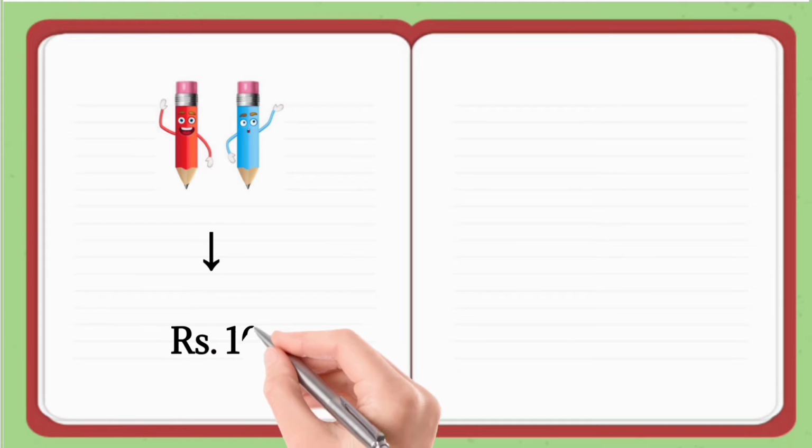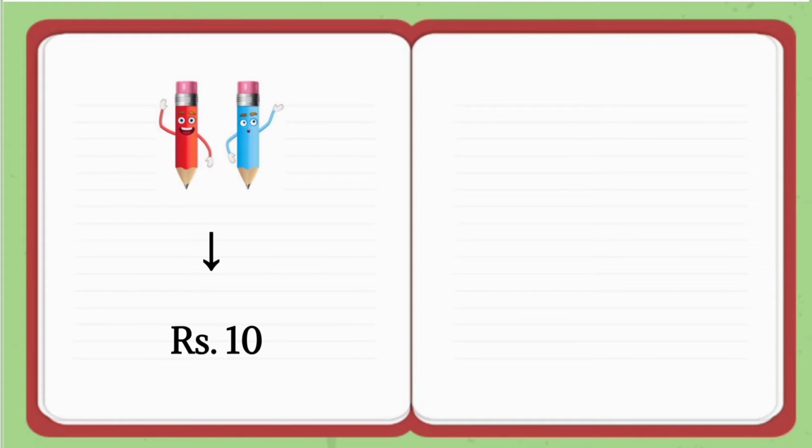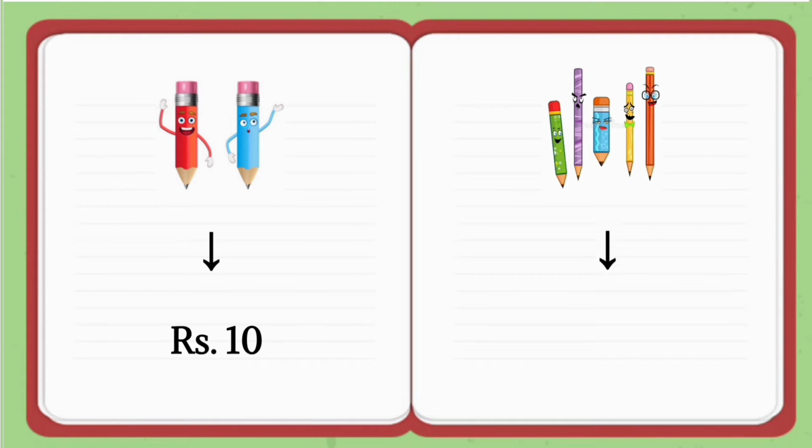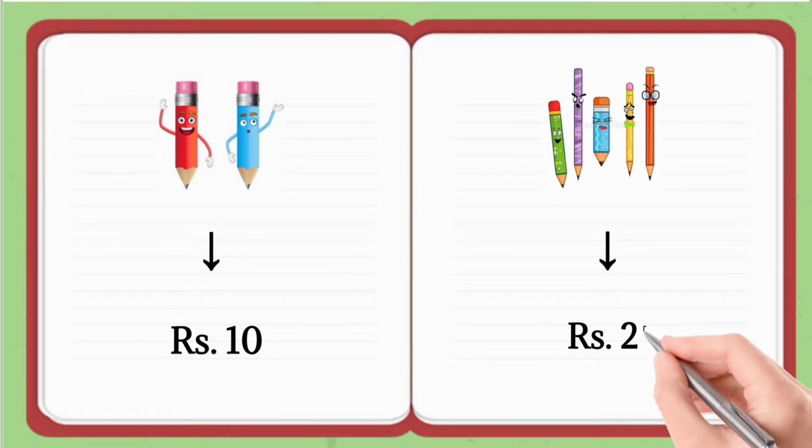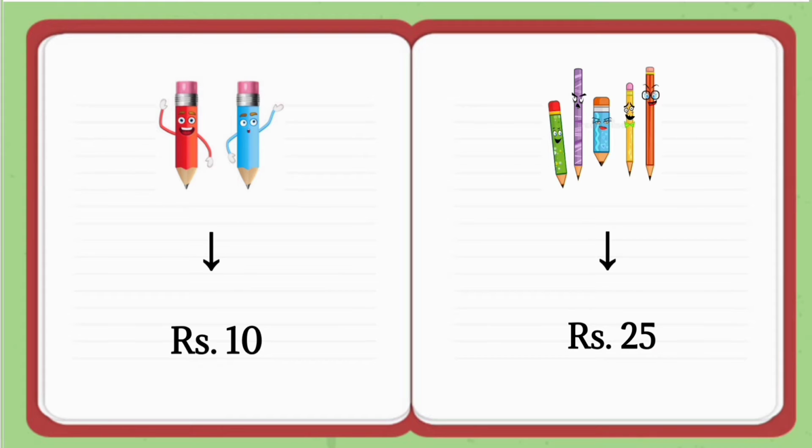You must have gone to the stationery shop at some time to buy something. So here, assume that you went to a stationery shop to buy 2 pencils and it costs you 10 rupees. Then again, next week you went to buy 5 pencils on the same shop. Now tell me how much it will cost you? Exactly 25 rupees.